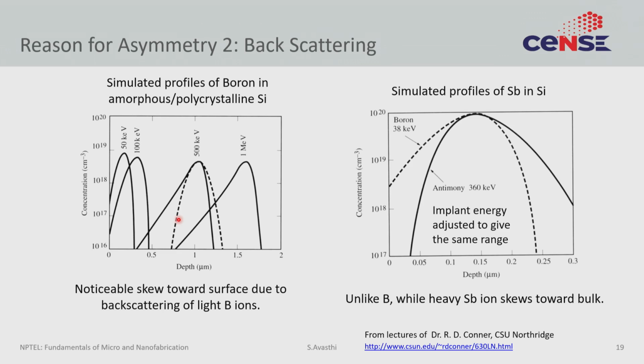The problem is actually completely inverted in the case of antimony, where antimony is now the heavier atom. Now imagine you are shooting billiard balls at a lattice of ping pong balls. The billiard ball is very heavy, so it will knock the ping pong ball off its place, and that is what you see in the profile. If boron is biased towards the front, antimony is biased towards the back, and this effect is magnified at higher energies. If you are doing dopants at very high energies, say 500 kilo electron volt or 1 million electron volt, then you have to be careful about backscattering.